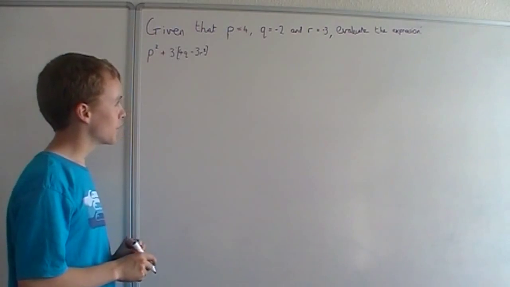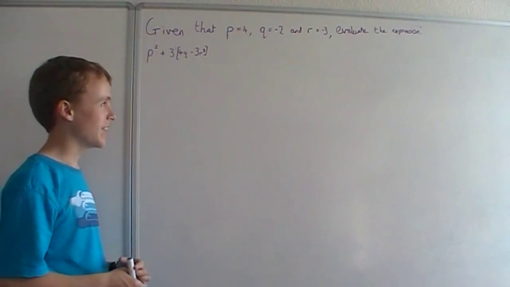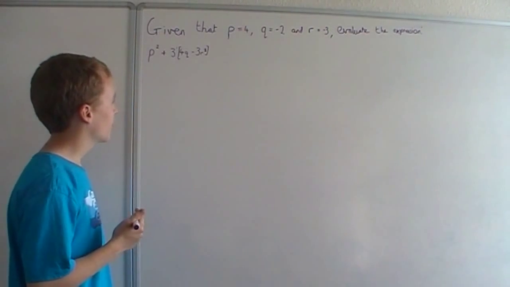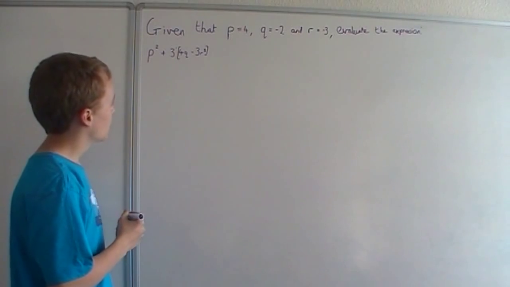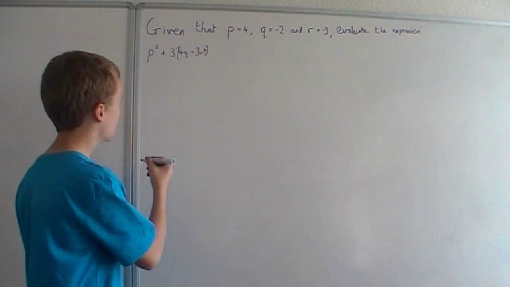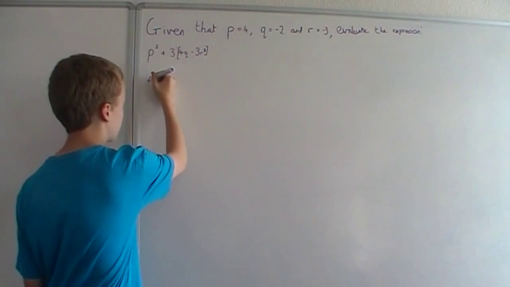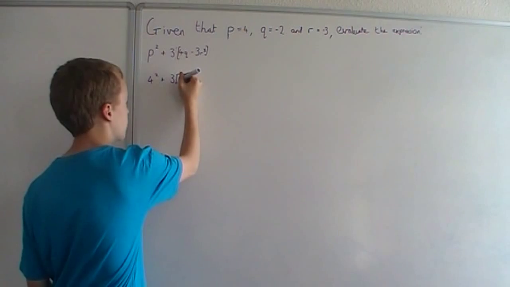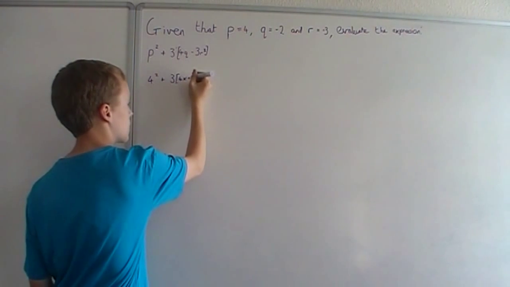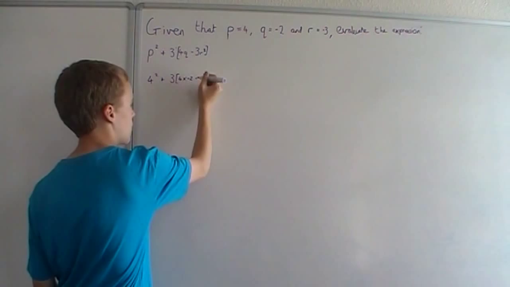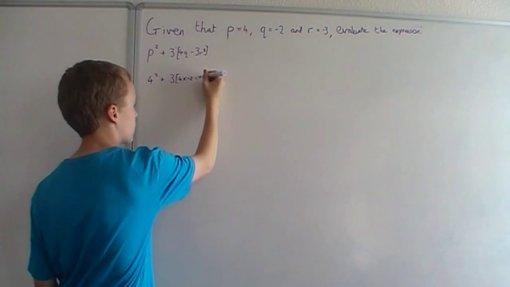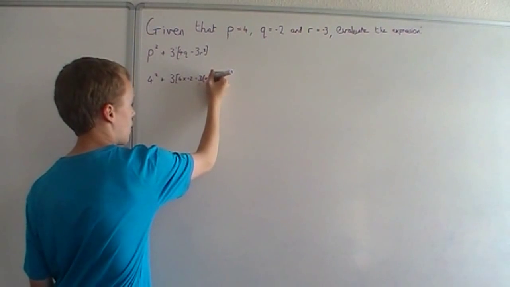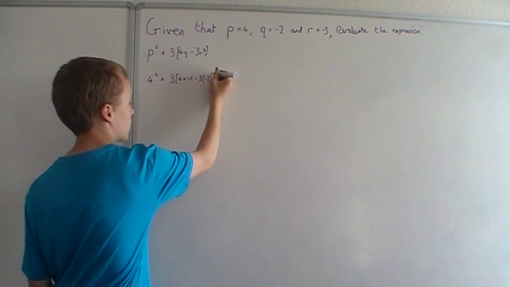Given that p equals 4, q equals minus 2 and r equals minus 3, evaluate the expression p squared plus 3 lots of 4q minus 3r cubed. So first of all, we're going to substitute the numbers into the equation. So this gives us 4 squared plus 3 lots of 4 times minus 2 minus 3 times minus 3 cubed.